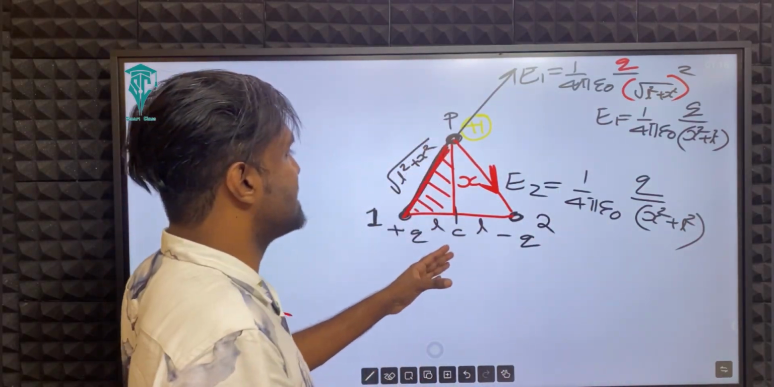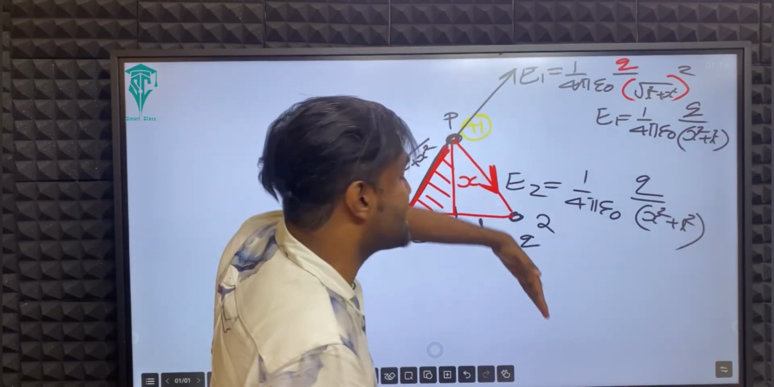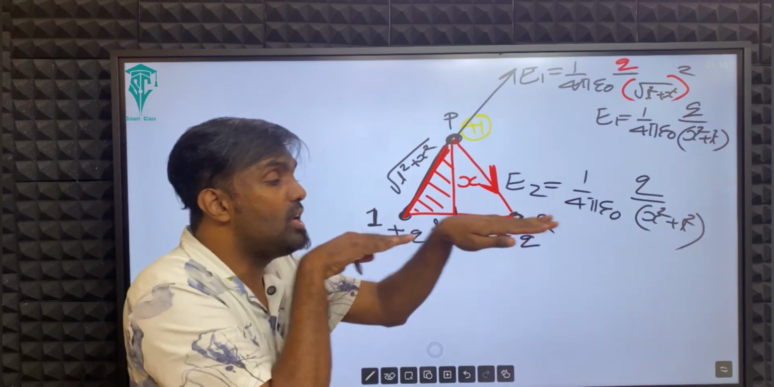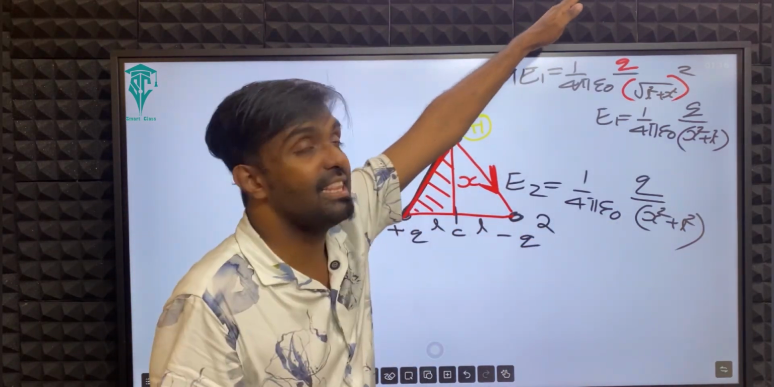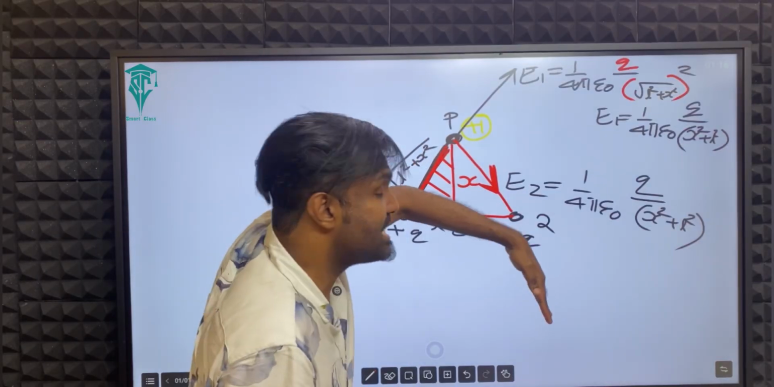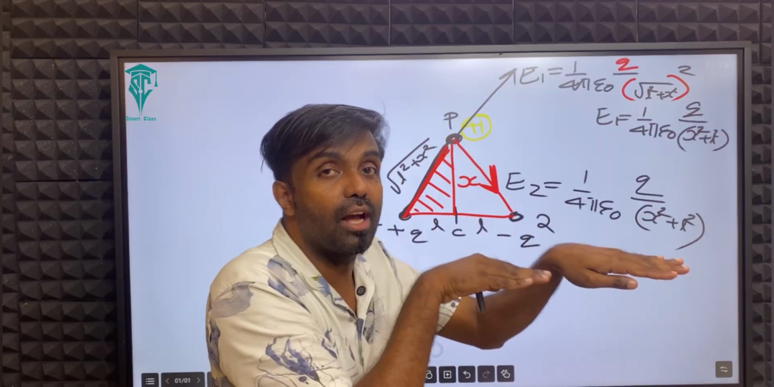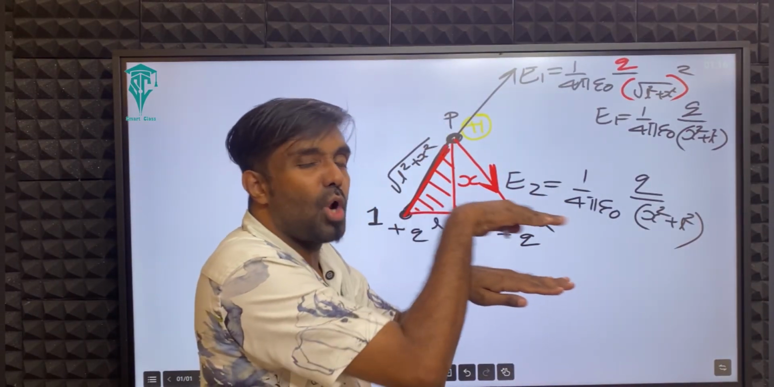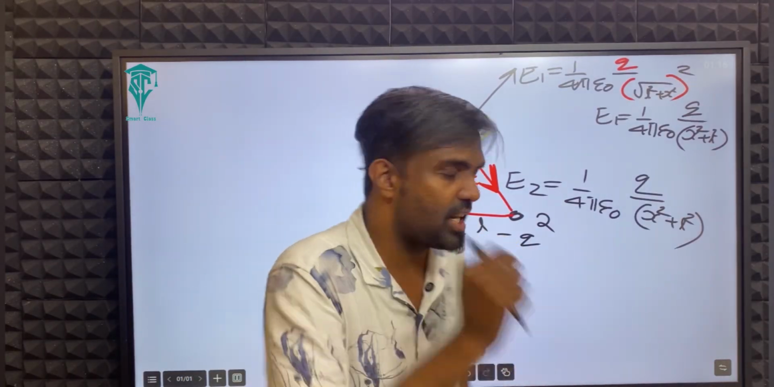Guys, only please listen. E1 is in that direction, E2 in this direction. E1 and E2 are not collinear or parallel. Look at here, guys. E1 is in that direction, E2 in this direction. E1 and E2 never come on the same line. They are not collinear. That's why we have to do the vector addition.